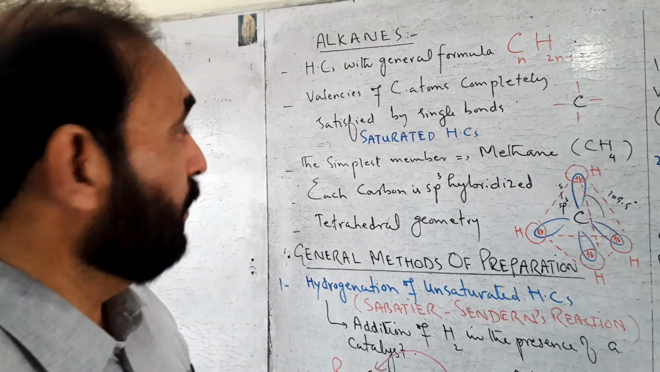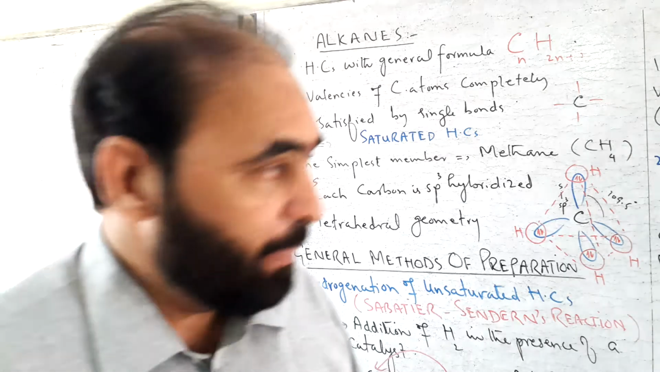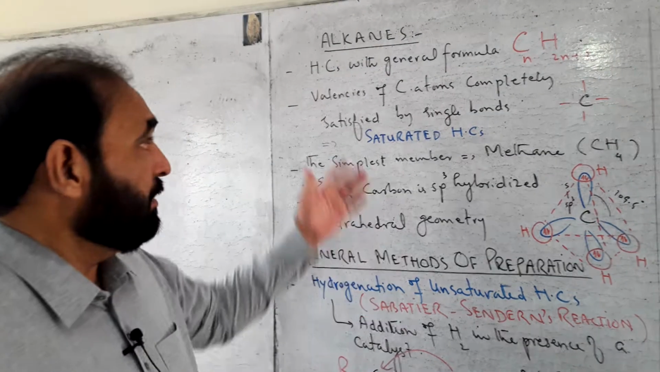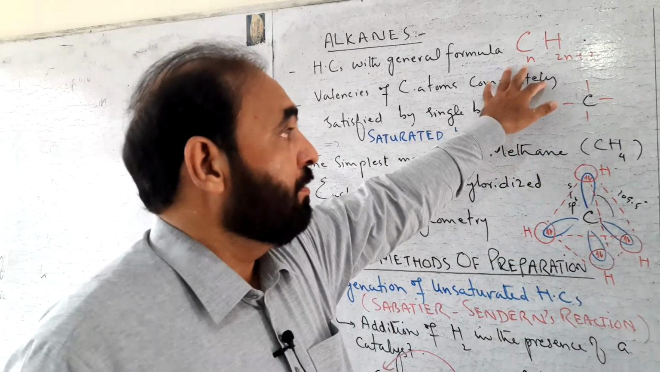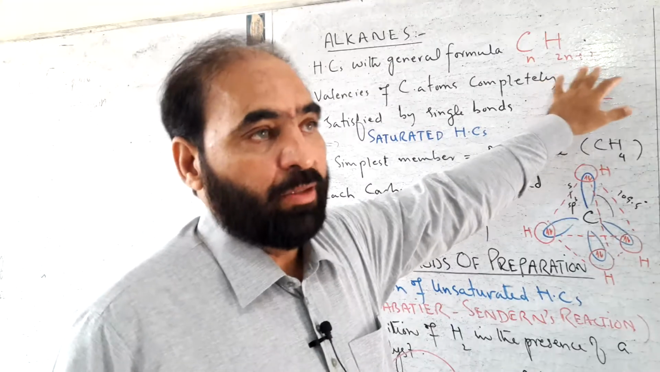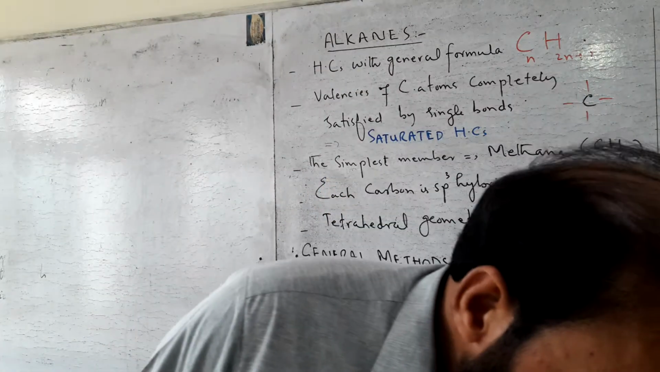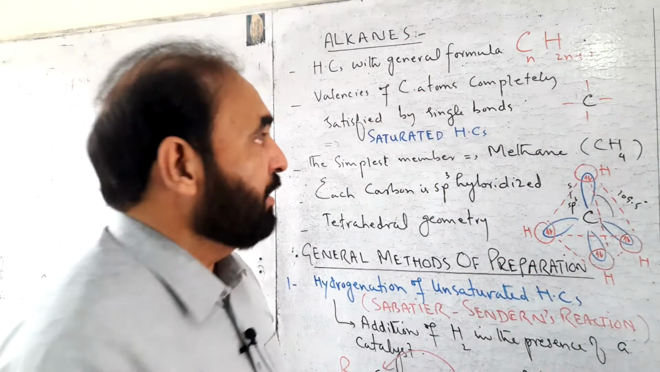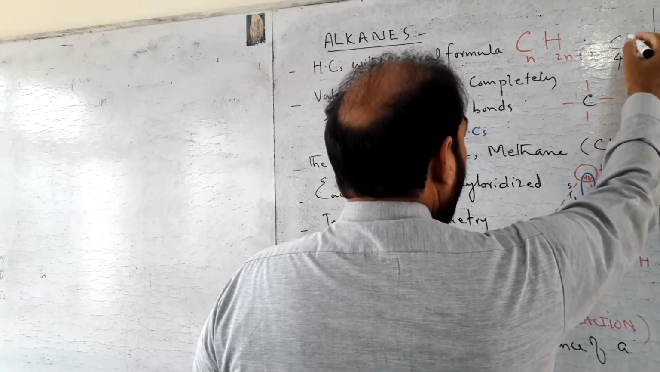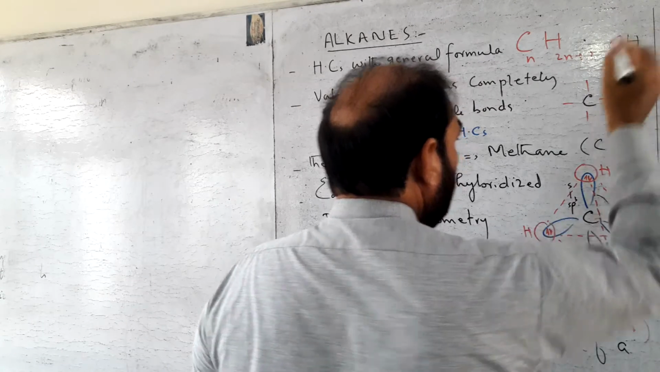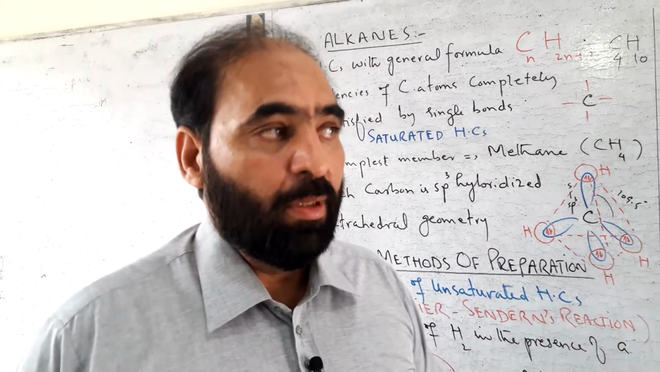Today we are going to start the first family of hydrocarbons, alkanes. Alkanes have a general formula CnH2n+2. For example, if we have an alkane with carbon number 4, hydrogen will become 10.